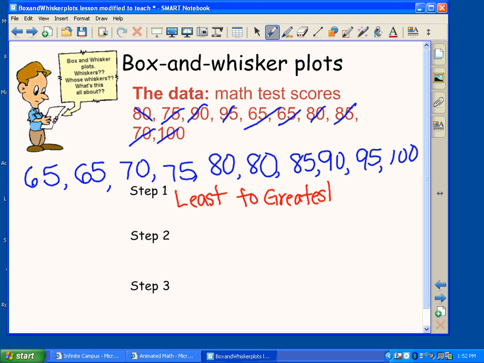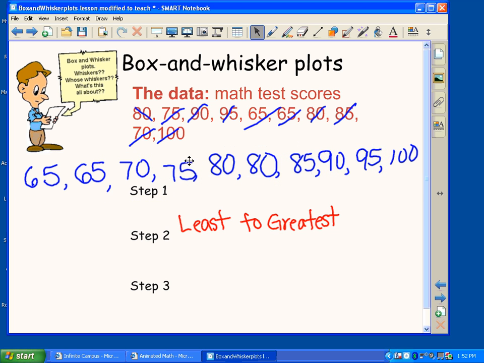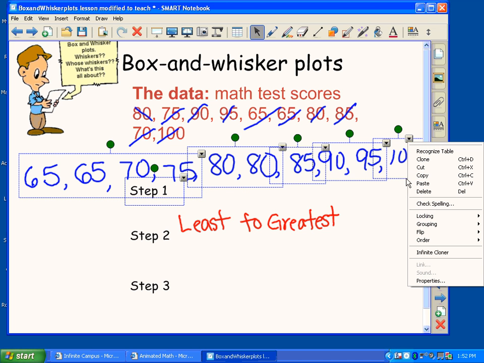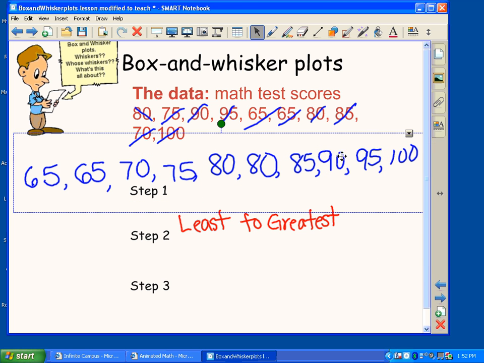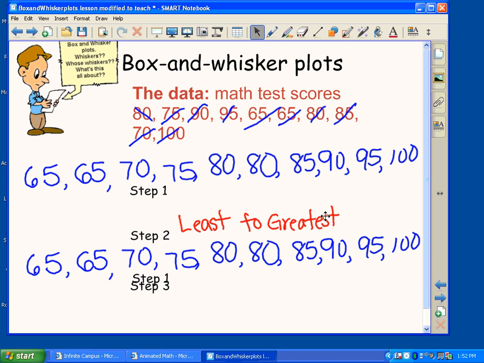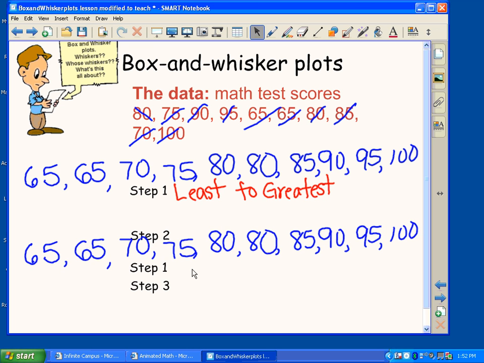So we have them in order from least to greatest. Now, I told you today all you'll be using is medians, right, Ruby? What did I say? All you'll be using is what? Medians. Okay. So our next step is going to be to find the what, Ruby? The median. You got it. Ruby, can you help me with that? You want to find the median of these numbers right here.